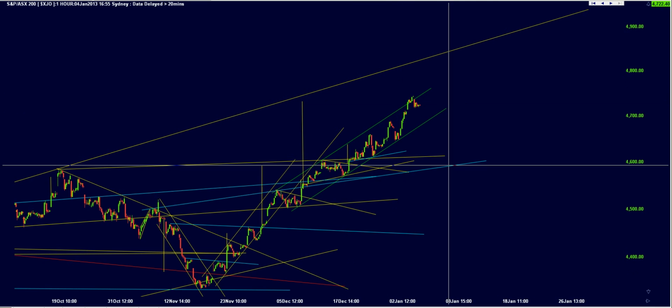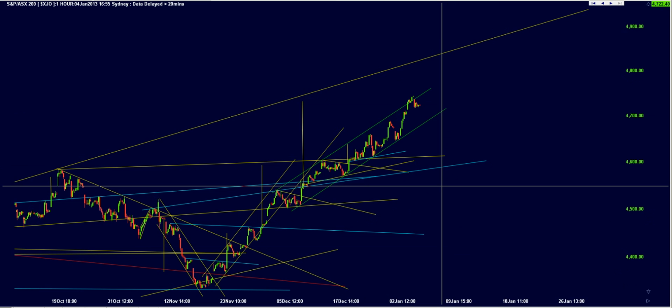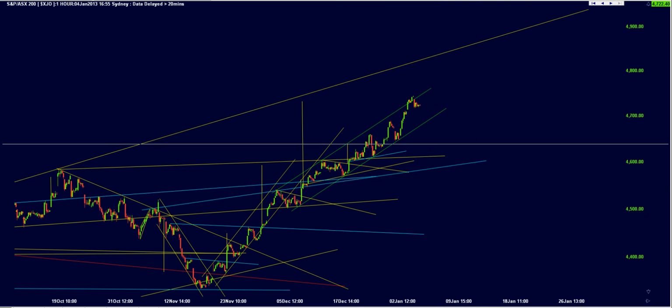So where do we go from this point forward? Well guys, we don't really have any patterns to tell us where we're going to head from this point forward, but we do need just to keep our eye on this channel.